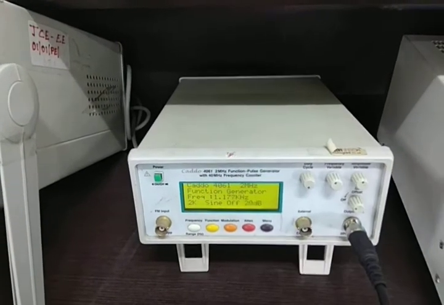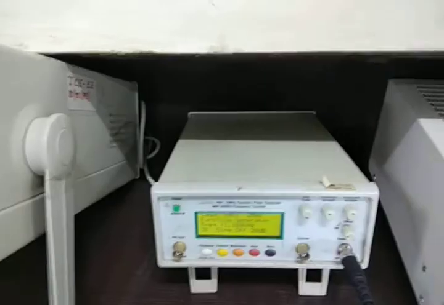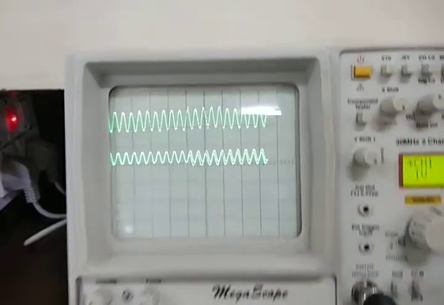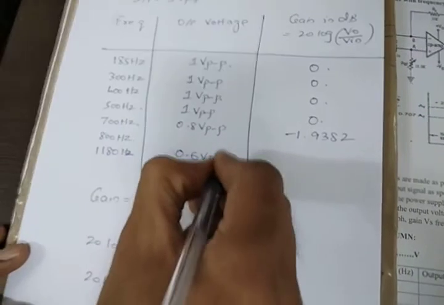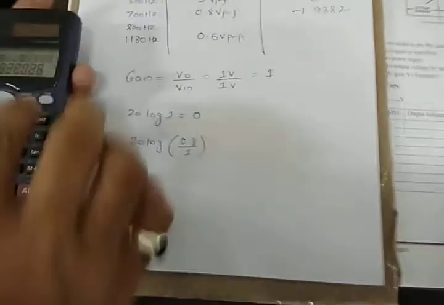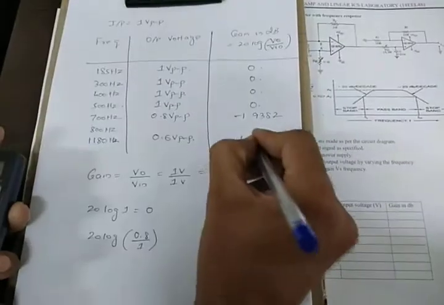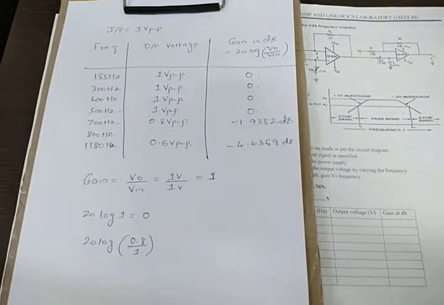Okay. So it is around 1100 hertz. So 1180 hertz. So how much is the output we are getting? So it is 0.6 approximately. Okay, 0.6. So for 1180 hertz, we are getting an output of 0.6 volt peak to peak. So 20 log of 0.6 divided by 1 comes out to minus 4.4369 in dB. Fine.